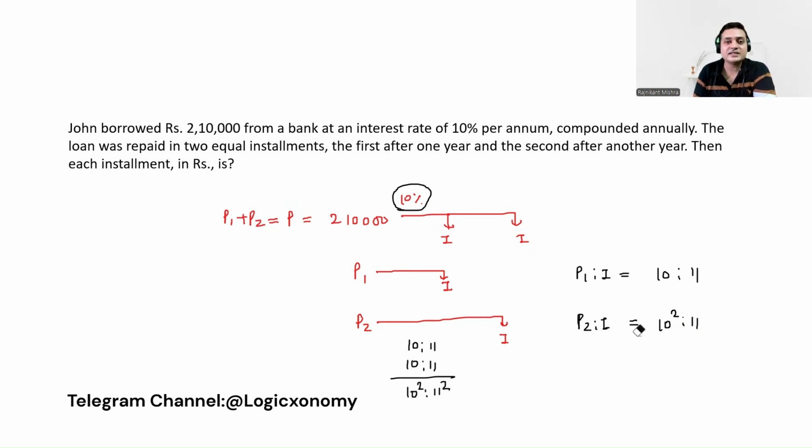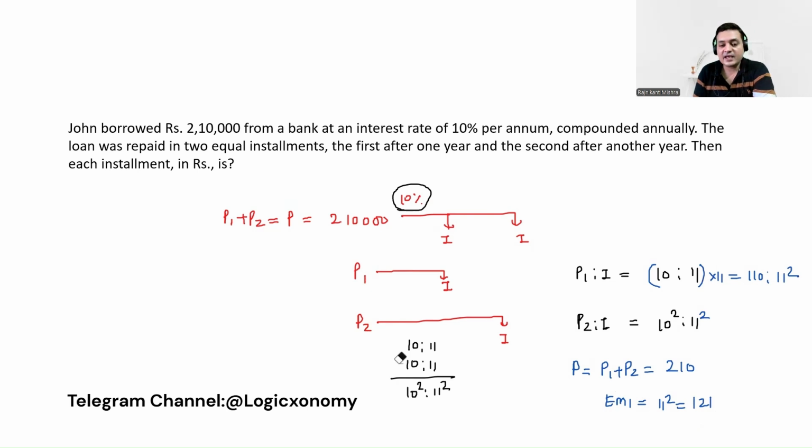Here 10 and 10 square represent P1 and P2 and 11 represents EMI. See, because I should be the same in both the ratios. If you multiply any ratio by any number, the ratio will not change. We can use this concept: if you want to make this 11 square, multiply it by 11. Means this ratio becomes 110 is to 11 square. Here 11 square and 11 square, EMI is the same. Now P1 is 110, here P2 is 100. Total principal is equal to P1 plus P2, 110 plus 100 becomes 210, and EMI becomes 11 square, which is equal to 121.